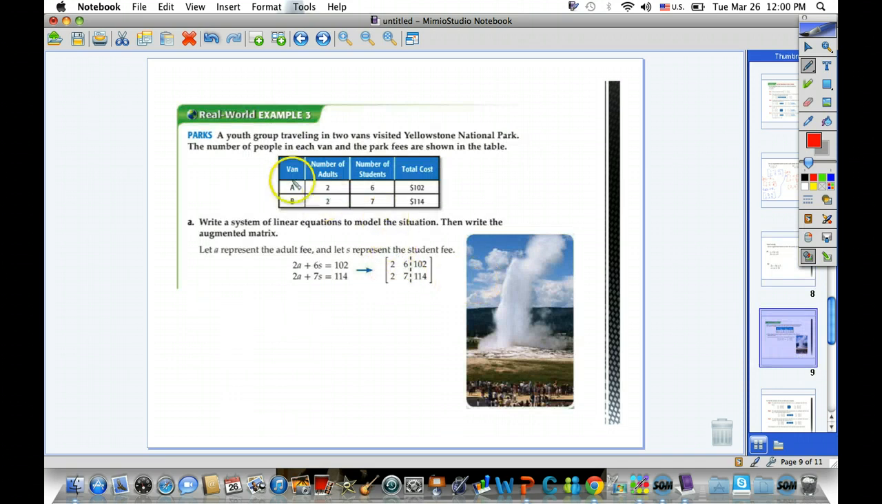All right, so welcome back. We're going to try some real-world examples. Number 3, parks. A youth group traveling in 2 vans visited Yellowstone National Park. The number of people in each van and the park fees are shown in the table. So van A and B, number of adults, number of students, and total cost. So you have 26, 10, 2, 27, 11, 4. Write a system of linear equations to model the situation, then write the augmented matrix. So here's your augmented matrix.